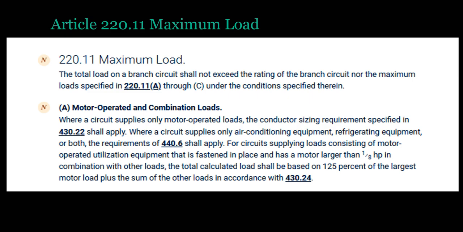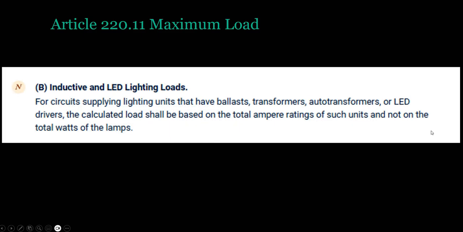For circuits supplying loads consisting of a motor operating utilization equipment that is fastened in place and has a motor larger than 1/8 horsepower in combination with other loads, the total load shall be based on 125% of the largest motor load plus the sum of the other loads. One thing to remember about calculating motor loads, you're pretty much always going to calculate it at 125%. If you have multiple loads, you're going to calculate it at 125% plus the additional motor loads, which I believe comes up in this.